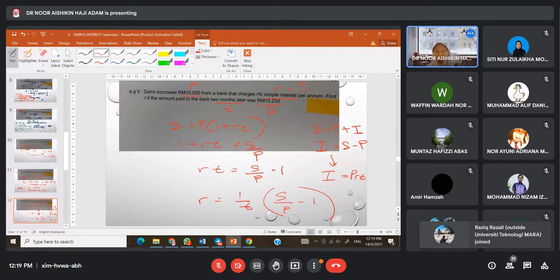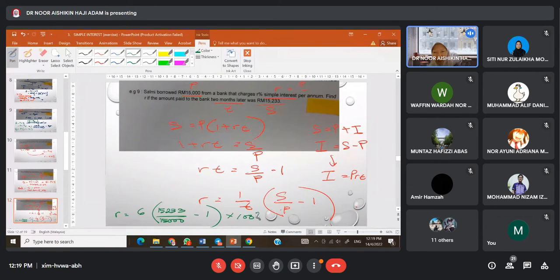Okay, look at 1 over T. T you know is 2/12 or 1/6. So 1 divided by 1/6 will be 1 times 6 per 6. So your R yang you nak cari tu would be 6 times S over P, 15,233 over 15,000 minus 1. Try again. And don't forget, you need to multiply with 100% because rate kena beri bentuk percentage.